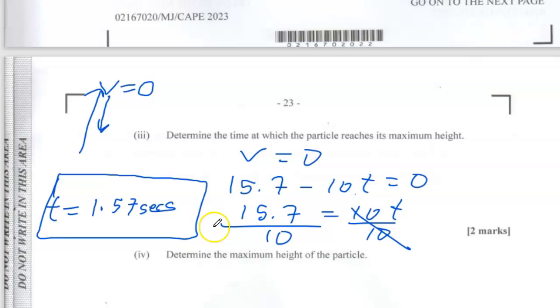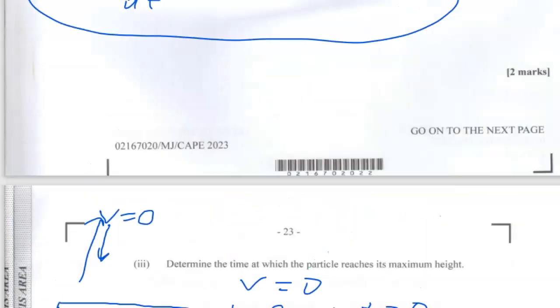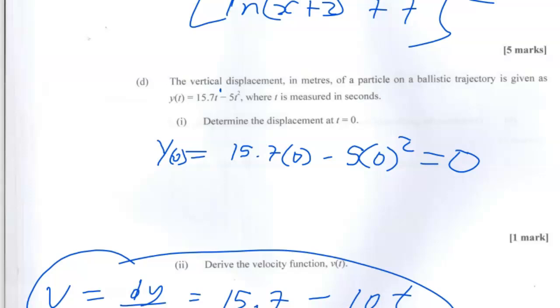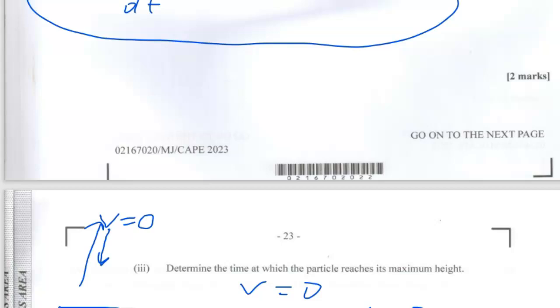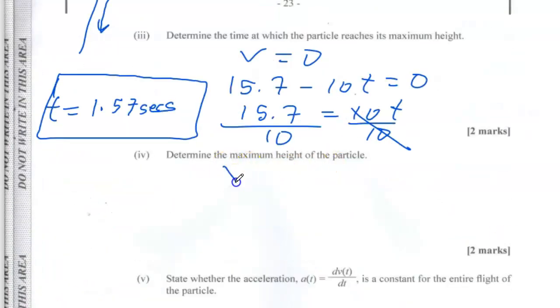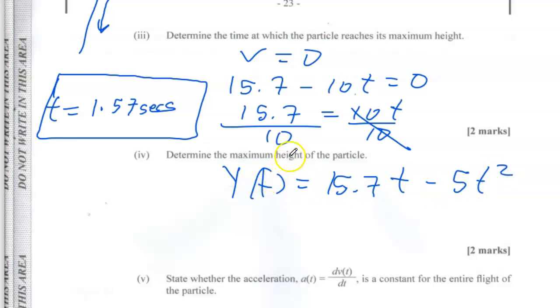And determine the maximum height. So remember the formula for the vertical displacement. Let me put it down here. It's 15.7t minus 5t squared. That's the formula for the displacement, in this case height. And it's at its maximum height when t is 1.57. So we're going to replace t with 1.57. So we substitute 1.57 for t.